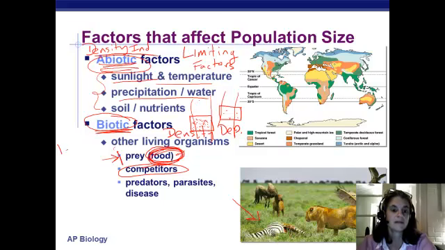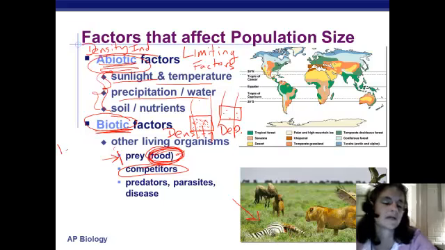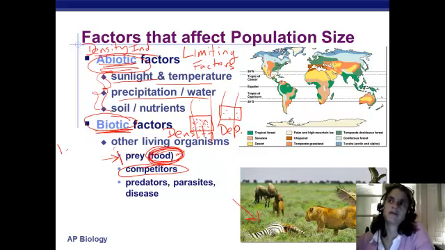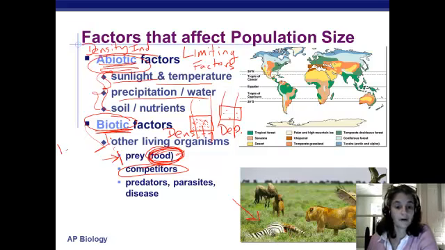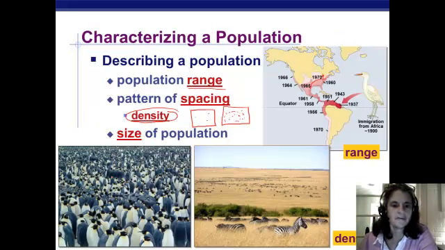So density independent limiting factors tend to be abiotic, usually things like weather events, fires, drought, where there's just no water at all. There's a point where water can actually be considered density dependent, because you're going to compete for that water. But if there's absolutely no water because of severe drought, then it's going to kill everybody. All right, we'll move on from here.